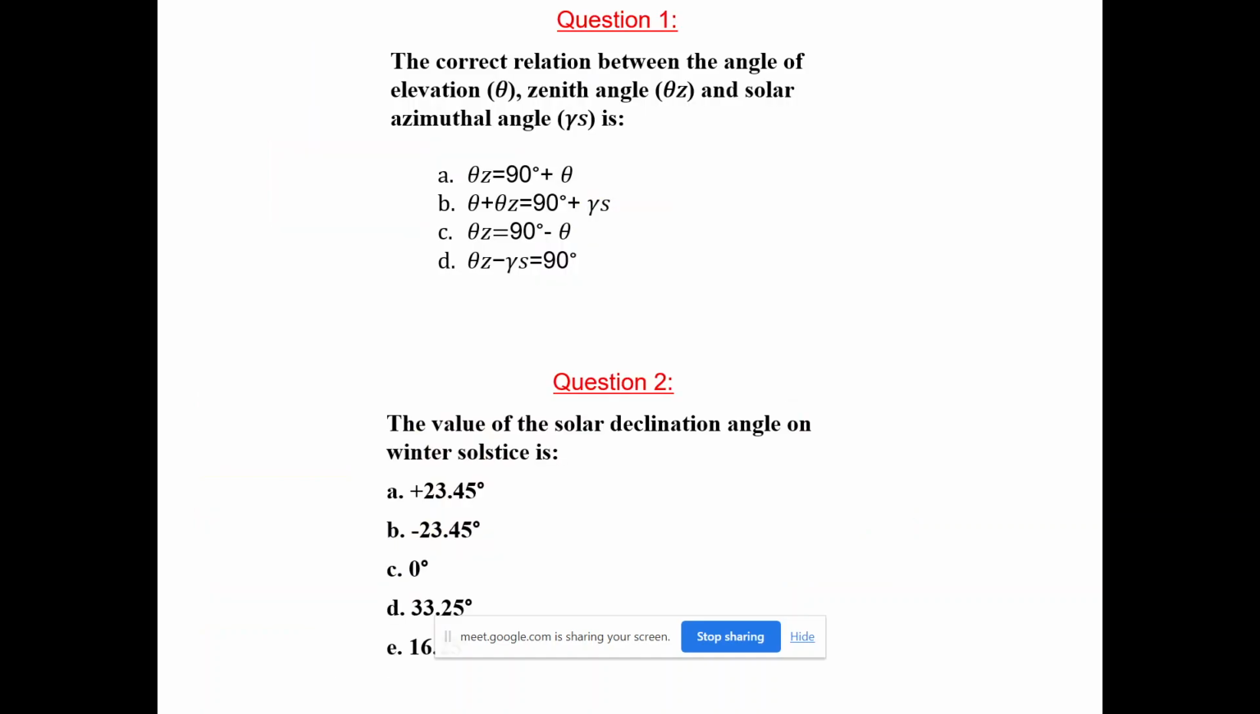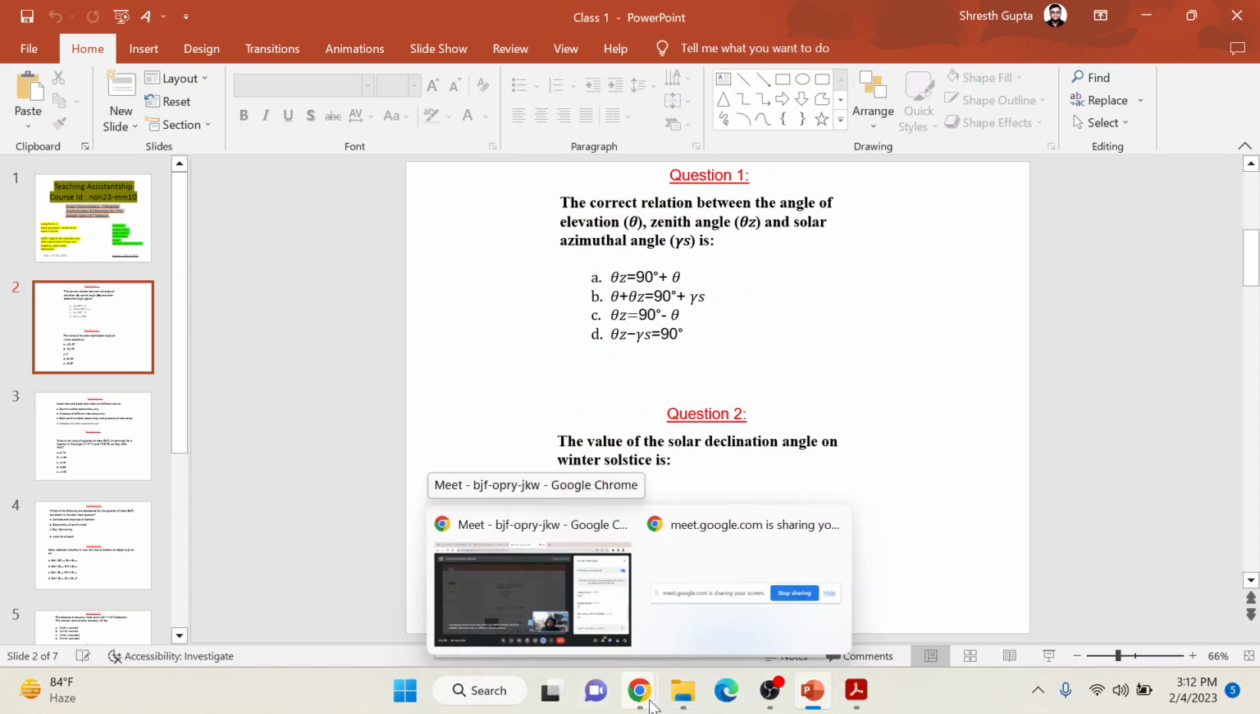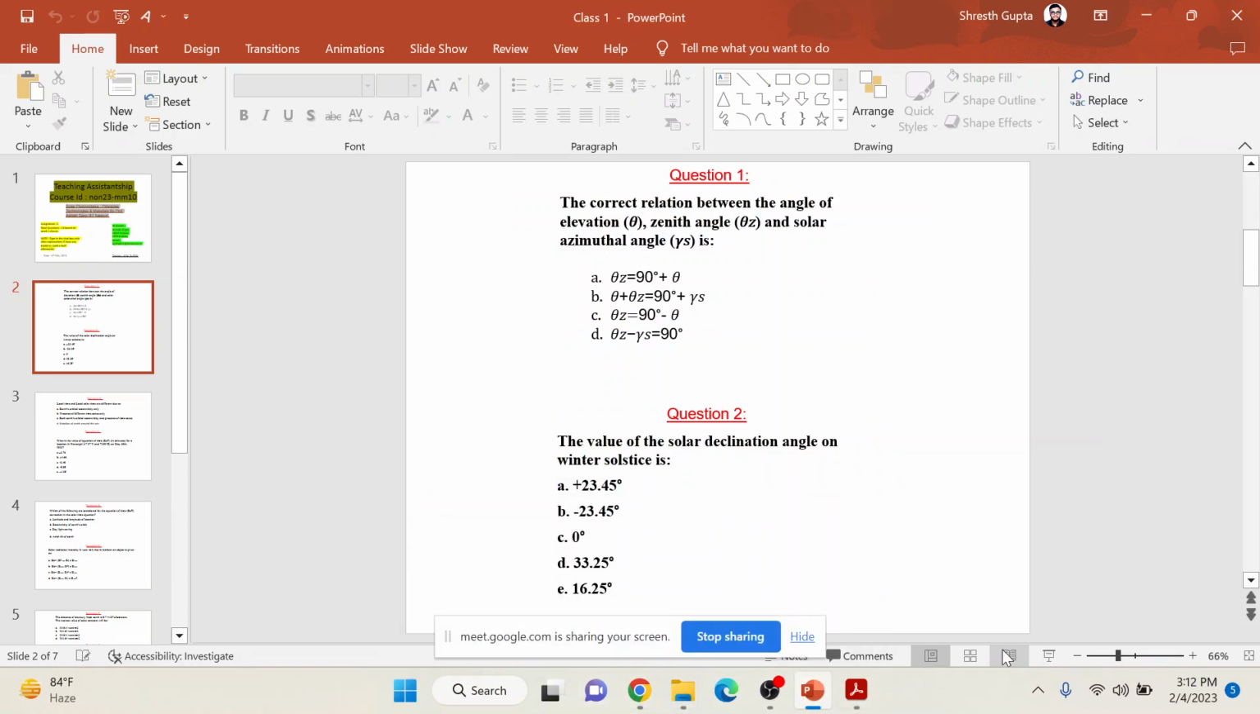So the first question is: the correct relation between angle of elevation theta, zenith angle theta z, and the solar azimuthal angle gamma s is. I ask you to tell me what could be the solution. Which amongst the 4 options could be the right answer? Is it C? C. Okay.